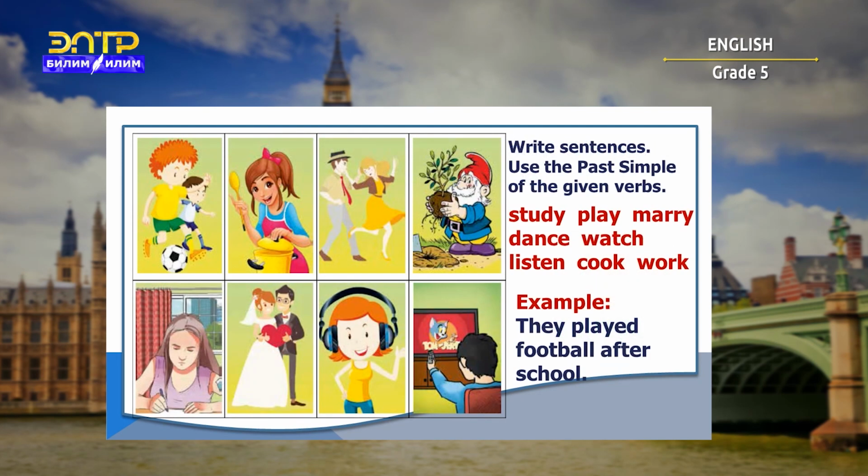Now, look at these pictures. What did these people do? Write sentences, use the past simple of the given verbs. For example, they played football after school. This is picture number 1. Use following verbs: study, play, marry, dance, watch, listen, cook, and work.